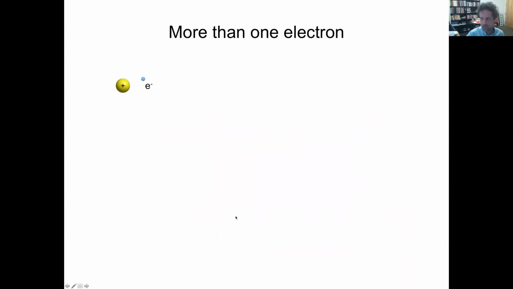Okay, so just to finish off this lecture, I'm going to make a very quick start, just one slide, with something we have to talk about on Friday, and that is the transition from one electron in the hydrogen atom to more electrons, because every other atom in the periodic table has more than one electron.